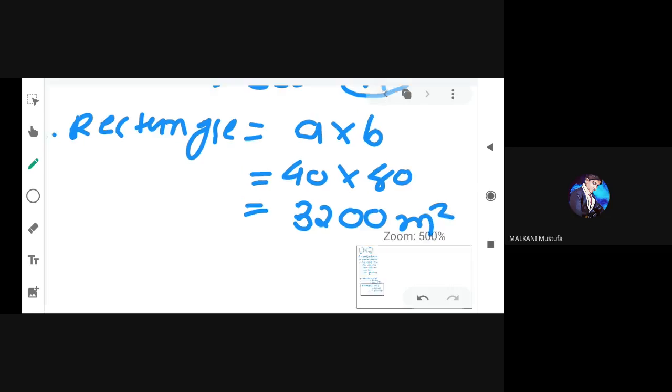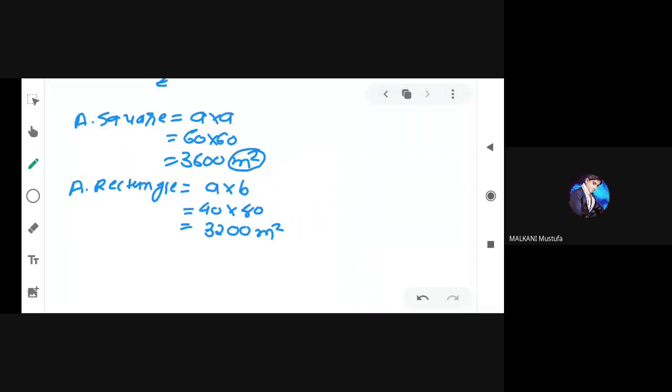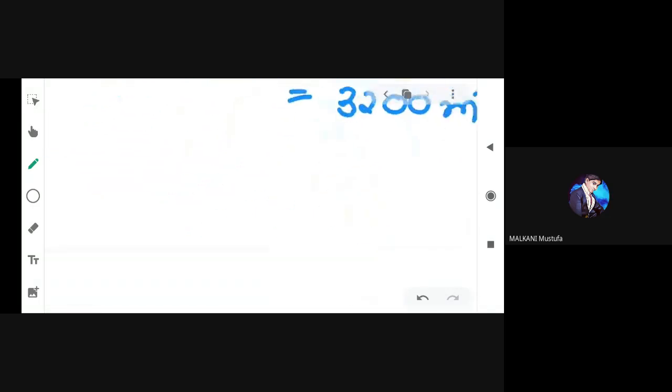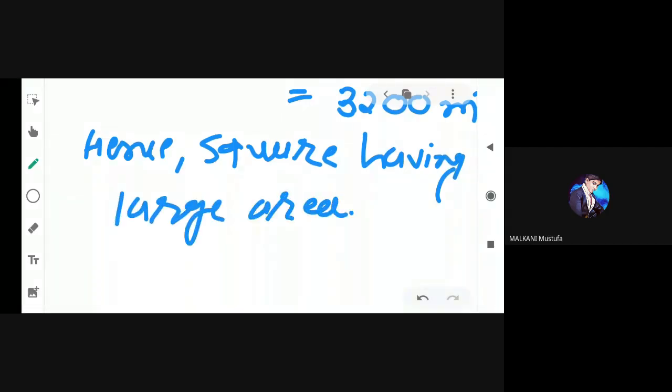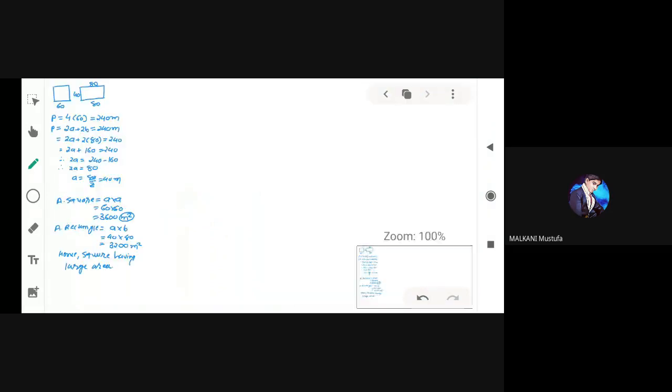Now you can easily compare these two areas, the area of square and the area of rectangle. Which field has the larger area? Square. So in the last we are writing here, hence the square has the larger area. Are you getting question number 1? Yes, sir. Okay.